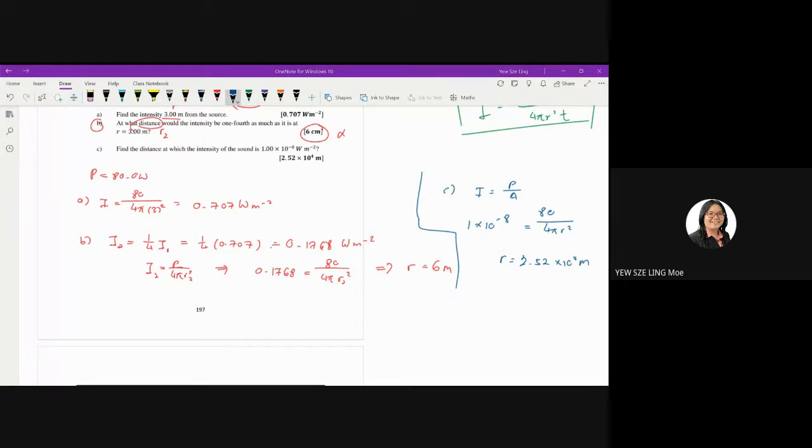So you guys try first. If you've got any questions, then you may ask. And for question B, I think the answer should be 6 meter, not 6 cm. 6 cm is too small and it doesn't make sense.